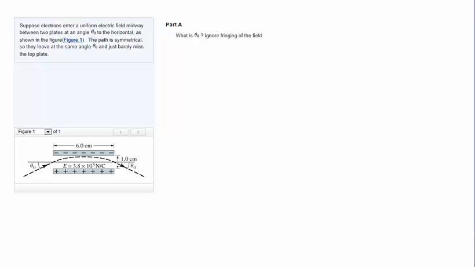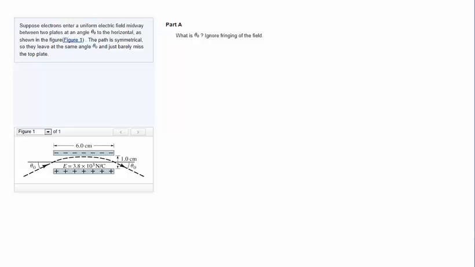Suppose electrons enter a uniform electric field midway between two plates at an angle theta 0 to the horizontal as shown in the figure. The path is symmetrical so that they leave at the same angle theta 0 and just barely miss the top plate. Part A, what is theta 0?